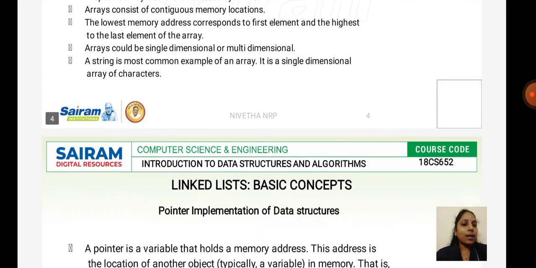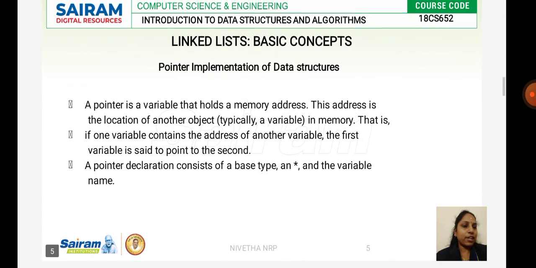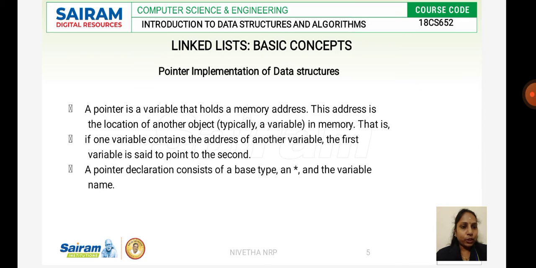Now we'll see what linked list implementation is. The other type of implementation is through the pointer concept. We all know what a pointer is; we have discussed this in module 1. It is a variable which holds a memory address. When I use the term pointer, it specifies that it is a variable holding a memory address.